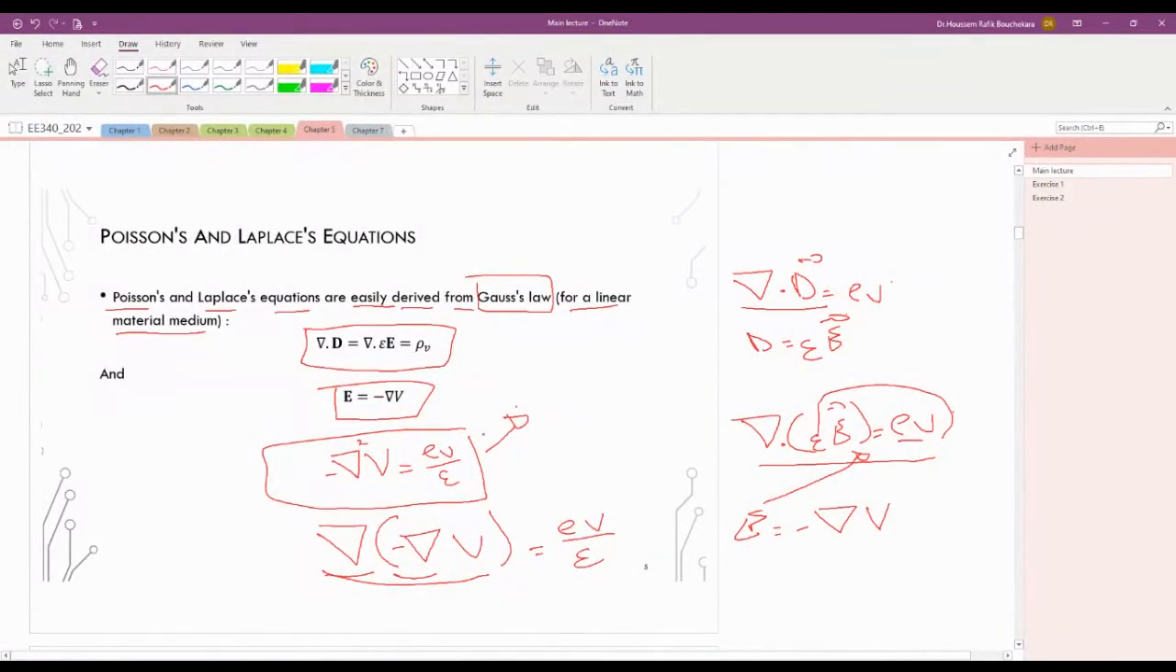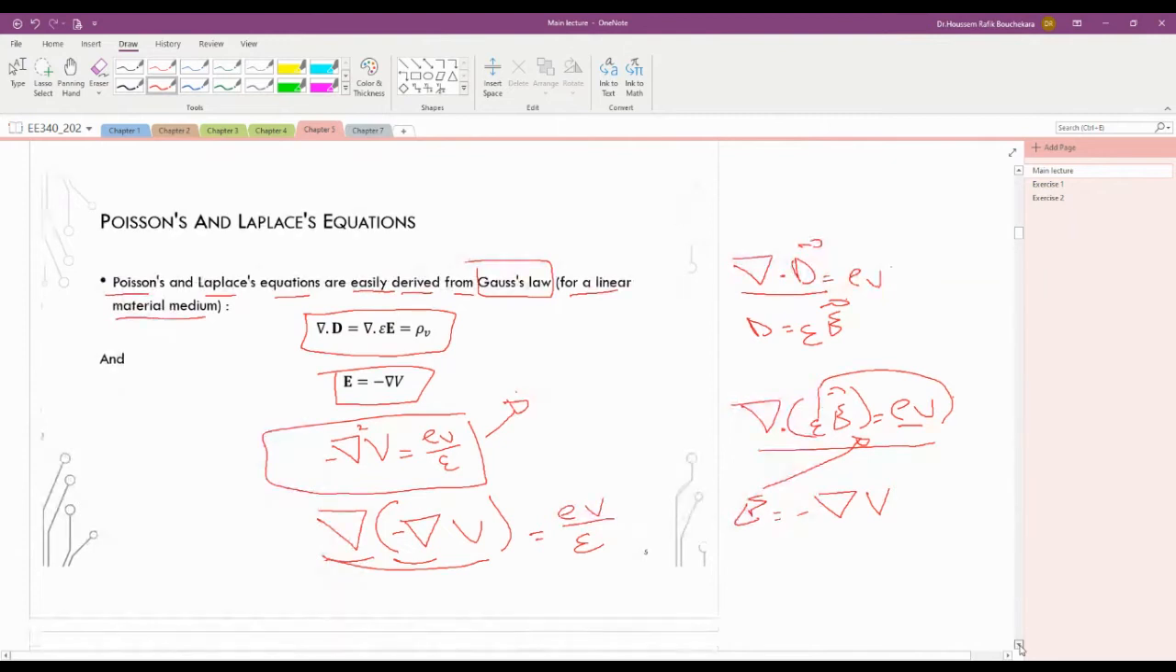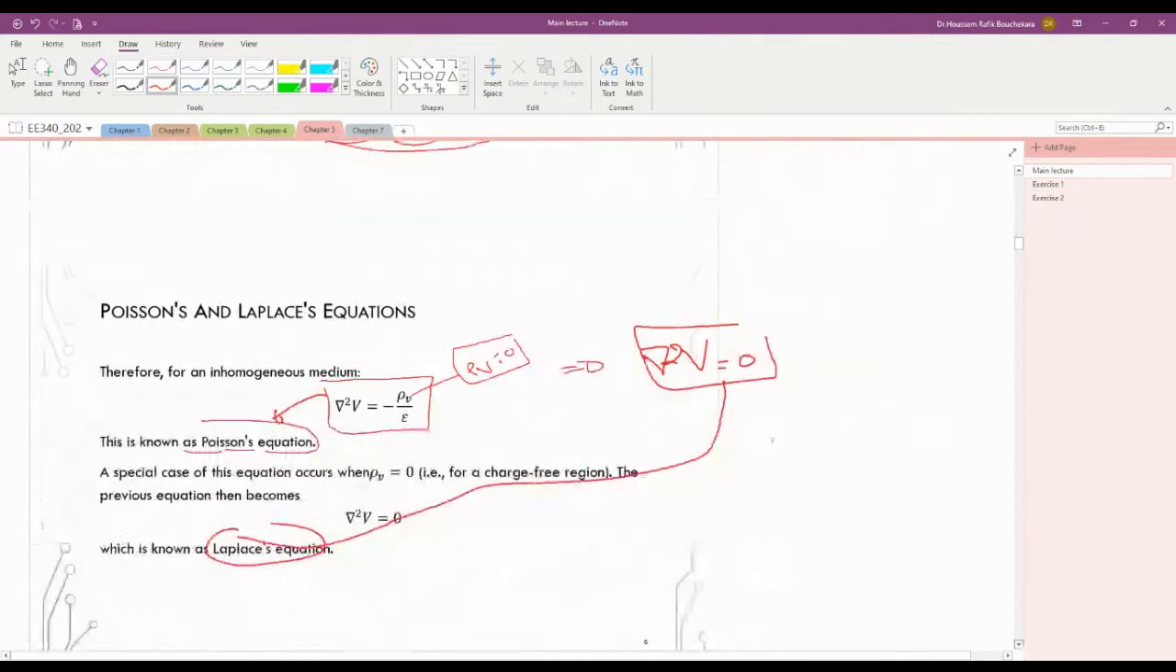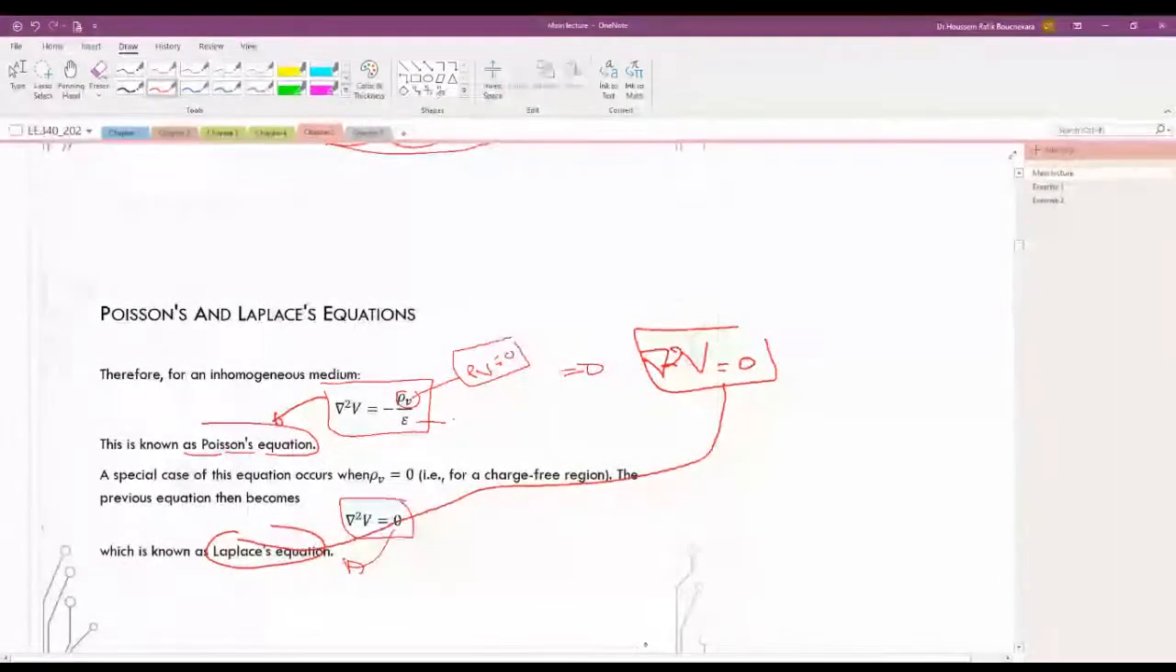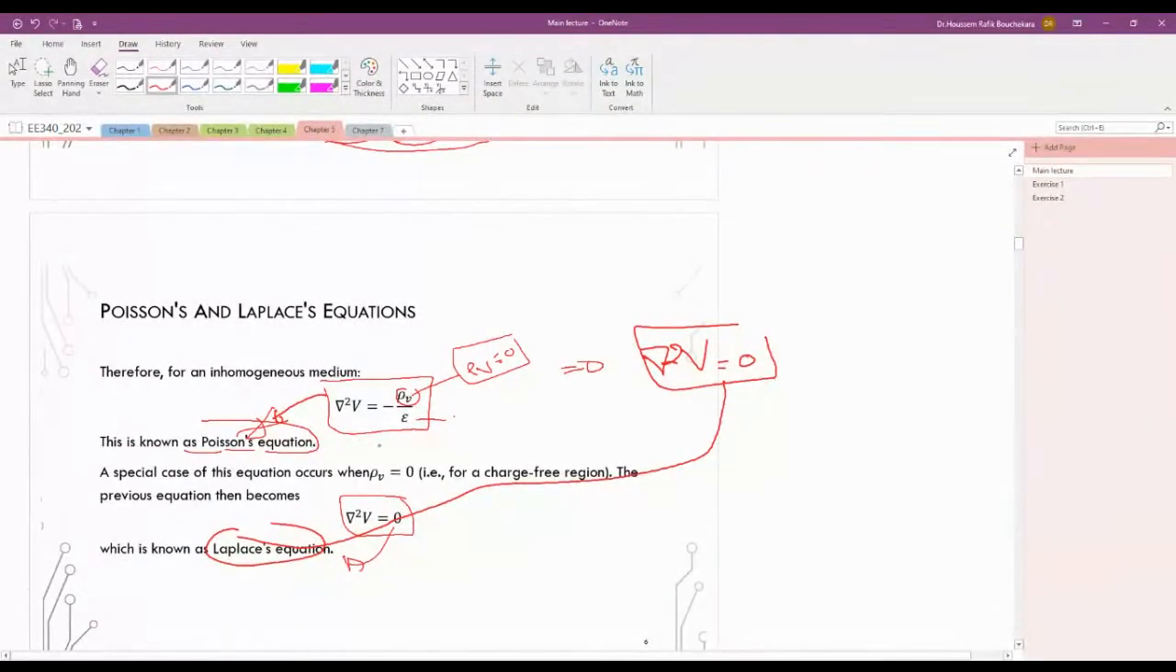We have established here the Laplace equation. Okay, this is the Poisson equation, and for the Laplace equation, rho v is equal to 0. So this is called the Laplace equation and this is called the Poisson equation. We said these are the equations that we have.